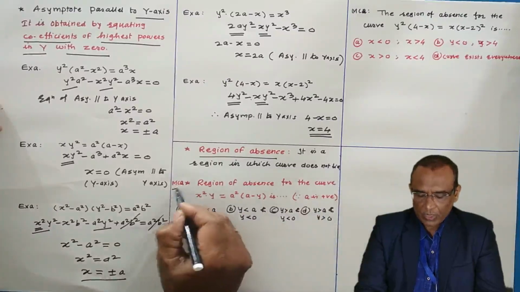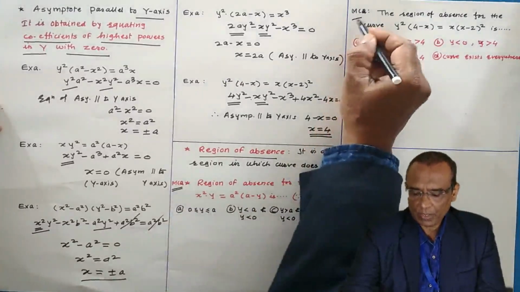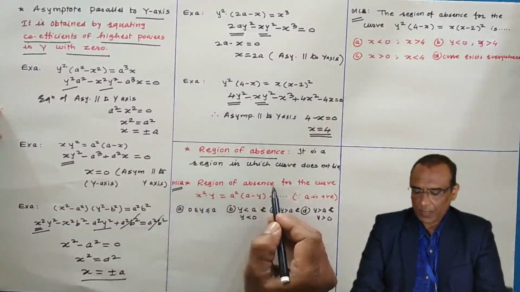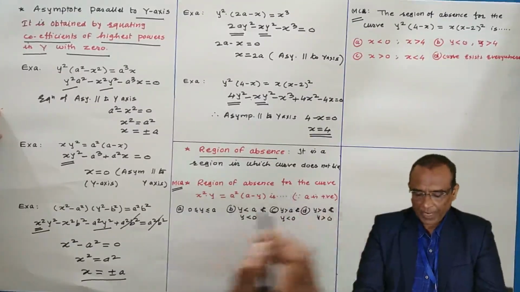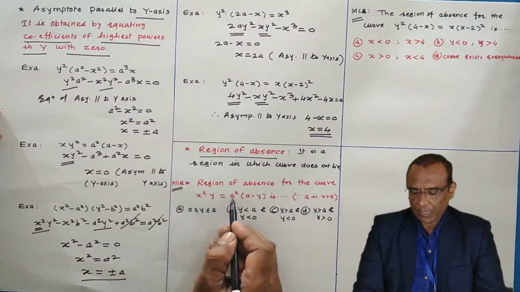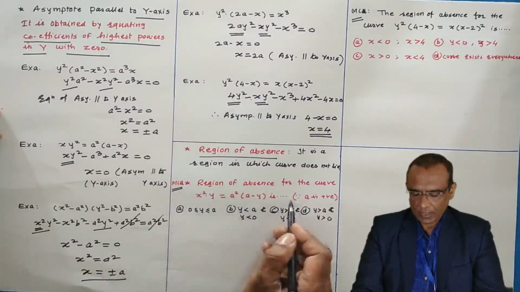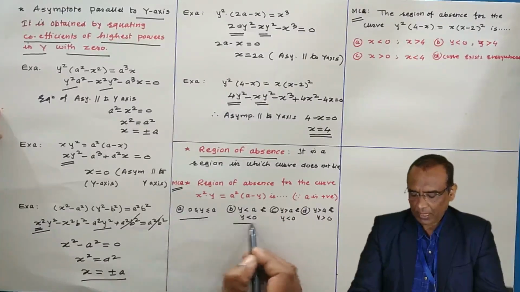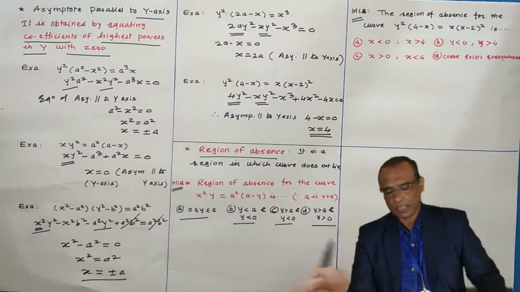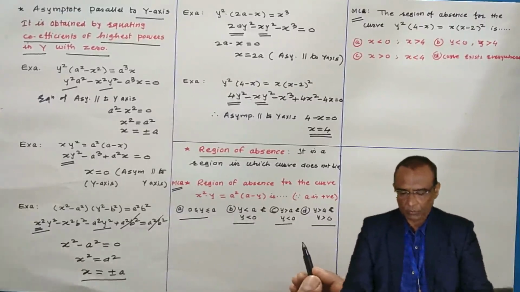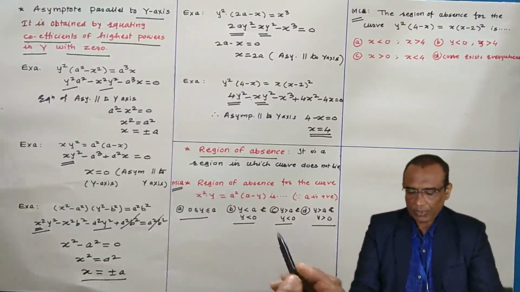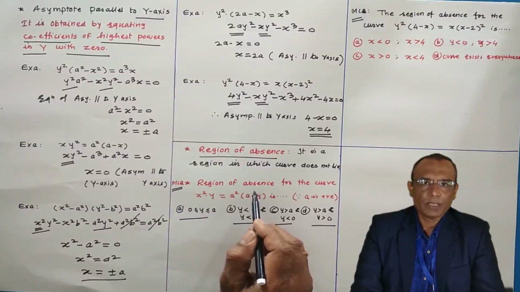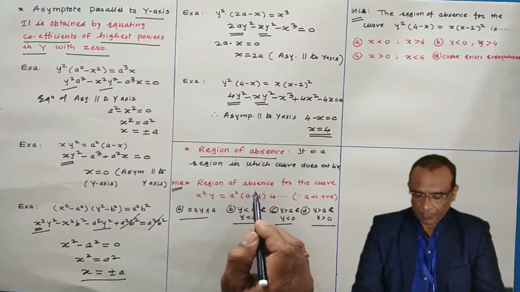Now, two MCQs I have taken here, first MCQ and second one. The region of absence for the curve x square y equals a square (a minus y) is dash dash, and the options are also given. Four options are given. Now, how do you find the region of absence? Once again I tell you, the region of absence is the region in which the curve is absent.